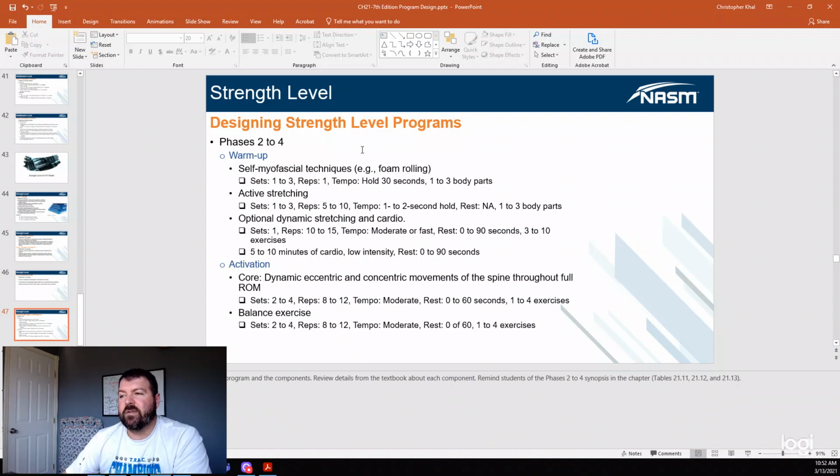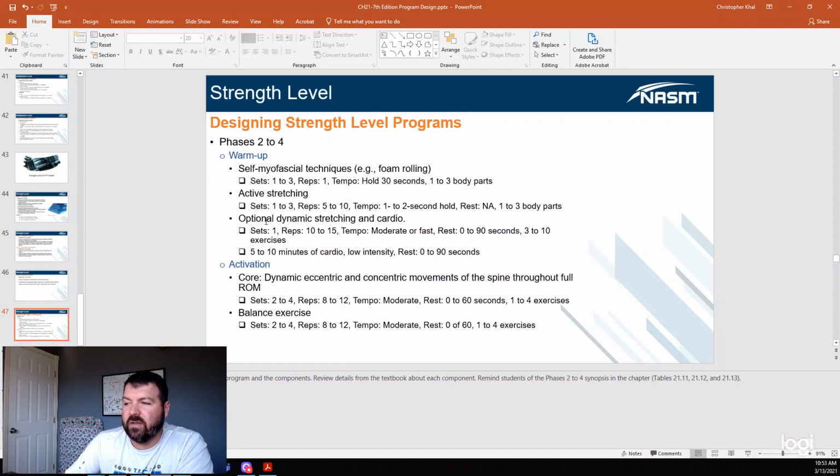All right. Phase 2 through 4. Okay, here is your kind of template. Okay, so you'll warm up. Okay, you have your self-myofascial release. Okay, your active stretch. I'm not going to go all these in depth.